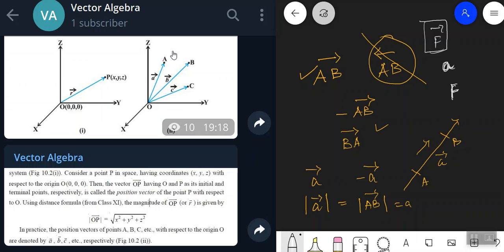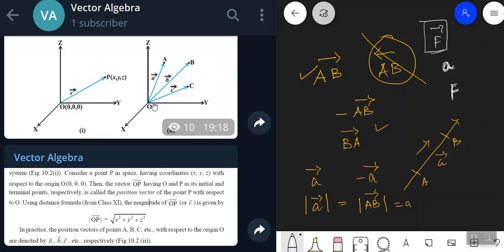And that's why, what is this OA vector? It is nothing but A vector. What is OB vector? It is nothing but B vector. What is OC vector? It is nothing but C vector. Do you understand this? So when it is started from O, that is the origin, then it represents the position vector. Do you understand this? Right.